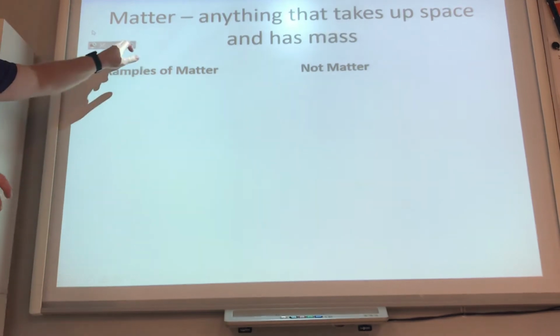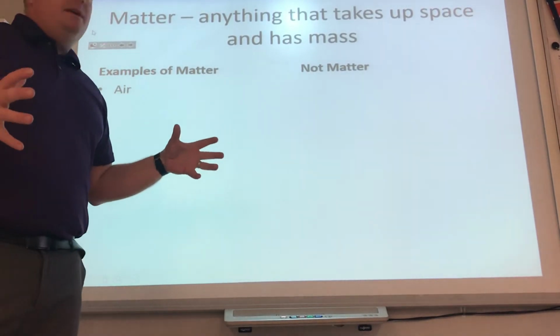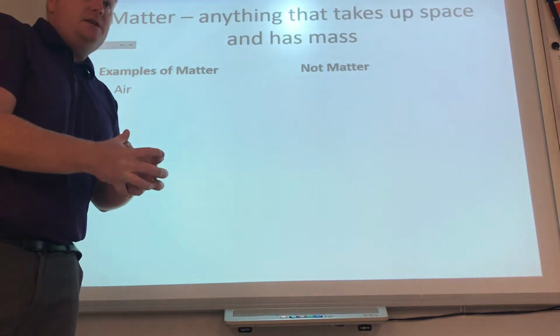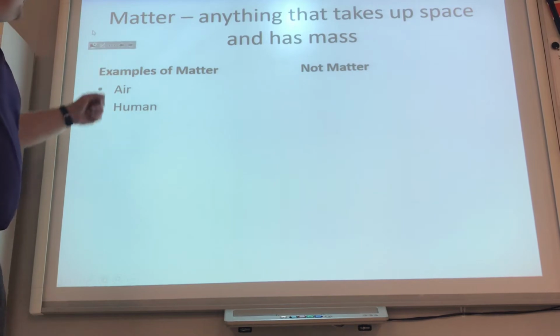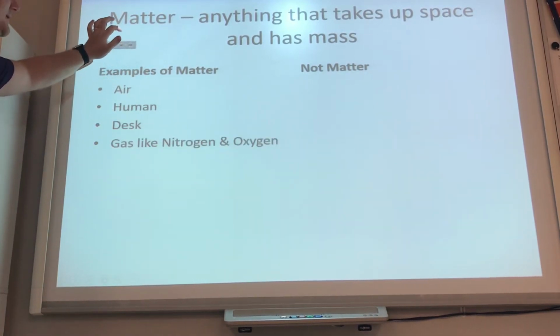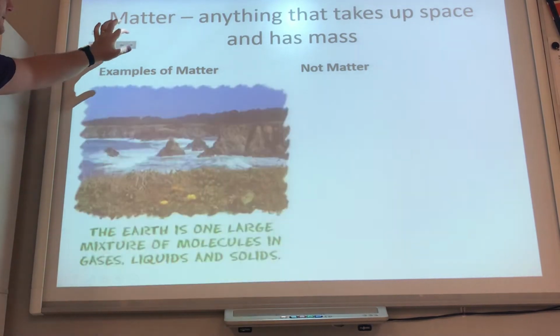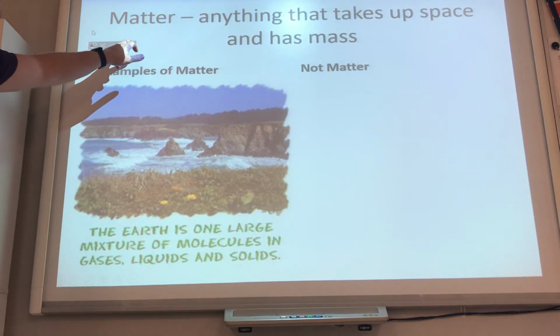All right? Matter examples: things like the air. Think about it. When it's trapped in a plastic bottle, you can't squeeze that plastic bottle all the way down. Air does take up space if it's trapped. Human. Desk. Gas like nitrogen and oxygen. All these things that you see in nature are likely matter. Things that you can touch, even like the air, some things you can't. All right? They take up space, they have mass, they're there.